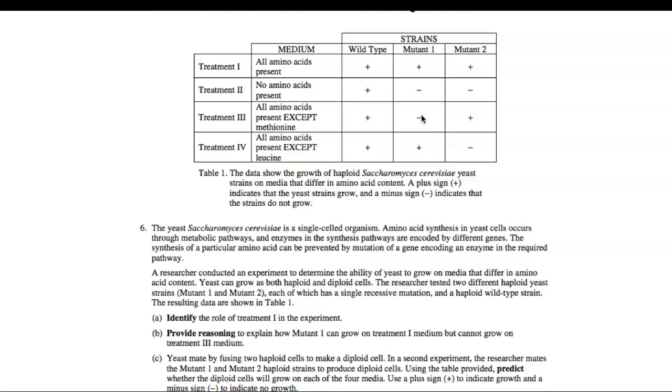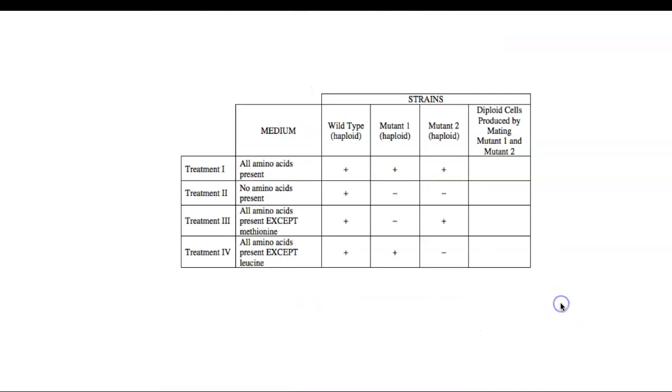Yeast mate by fusing 2 haploid cells to make a diploid cell. Kind of like humans do that. We have 2 haploid cells to make a diploid cell, and then it divides and becomes a human. So it's kind of similar to what we do. In a second experiment, the researcher mates mutant 1 with mutant 2 to make a diploid cell. Predict what will happen in this column right here.